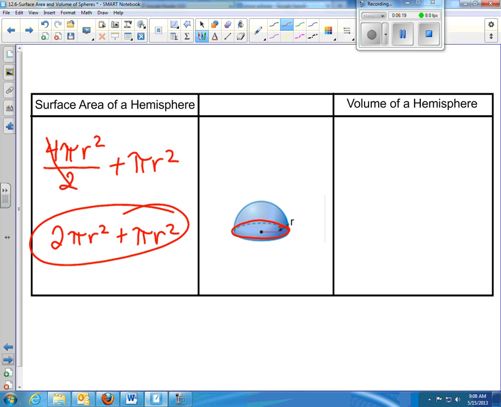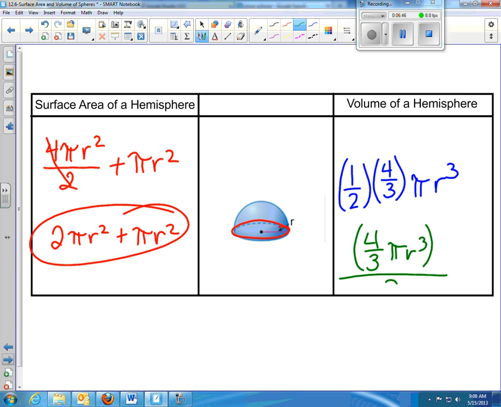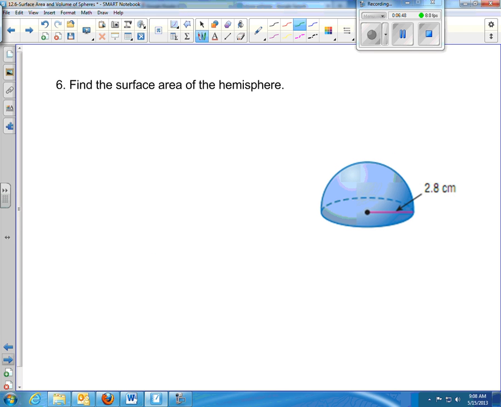All right. For volume, it's very similar. We're just going to take half of the volume of a sphere. So 1/2, again, when we type it in calculators, put it in parentheses, or you can divide by 2. 4/3 pi r cubed. If you want to think about it as a division, you can do 4/3 pi r cubed, take that whole thing, and then divide by 2. Same thing.